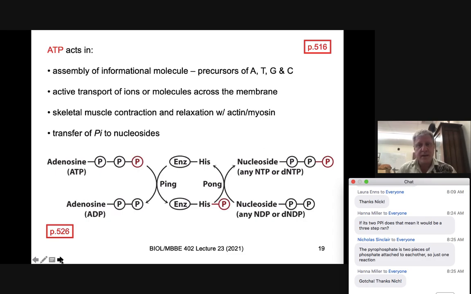Now, ATP, we're focusing a little bit on today because it also does some other interesting things. So ATP, and we'll see this when we look at the TCA cycle, has the capacity to move a phosphate from one nucleoside to another, okay? So we know that ATP is essential in the formation of the individual nucleotides, A, T, G, and C, to produce the genetic code, whether it be messenger RNA or DNA.